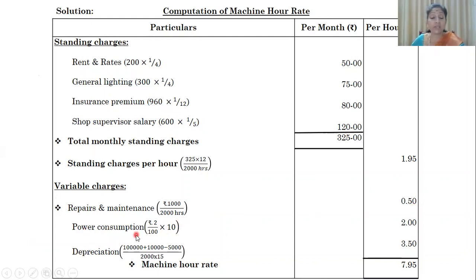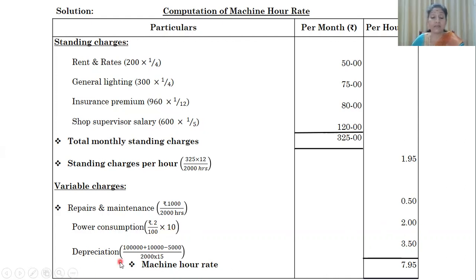Then power consumption: 100 units 2 rupees. If 100 units is 2 rupees, then for 10 units how much? 2 divided by 100 into 10, we will get 2 rupees.